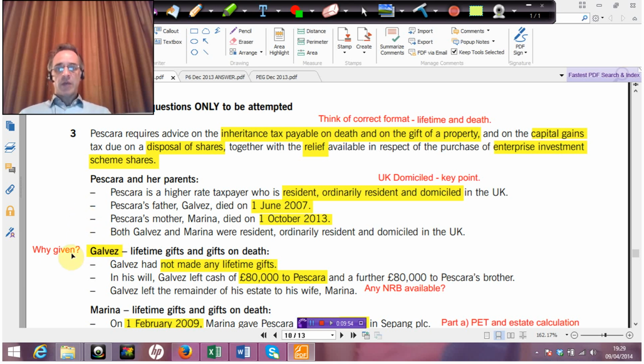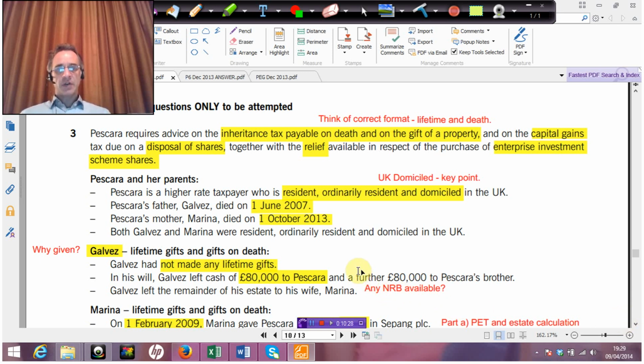So if we move on to this detail here, we're given more detail in relation to Galvez, her father. Now you have to ask yourself, given that the question, broadly speaking, is about Pescara, why is the examiner doing this? There was only one reason, and it was a fairly small amount of marks, as mentioned above. It was simply the transfer of the nil rate band, in other words, from husband to wife or vice versa.